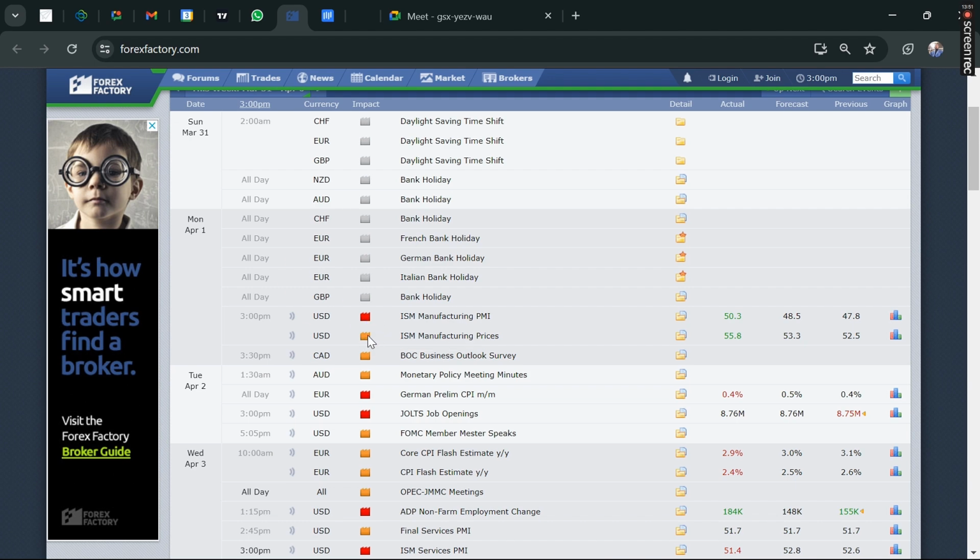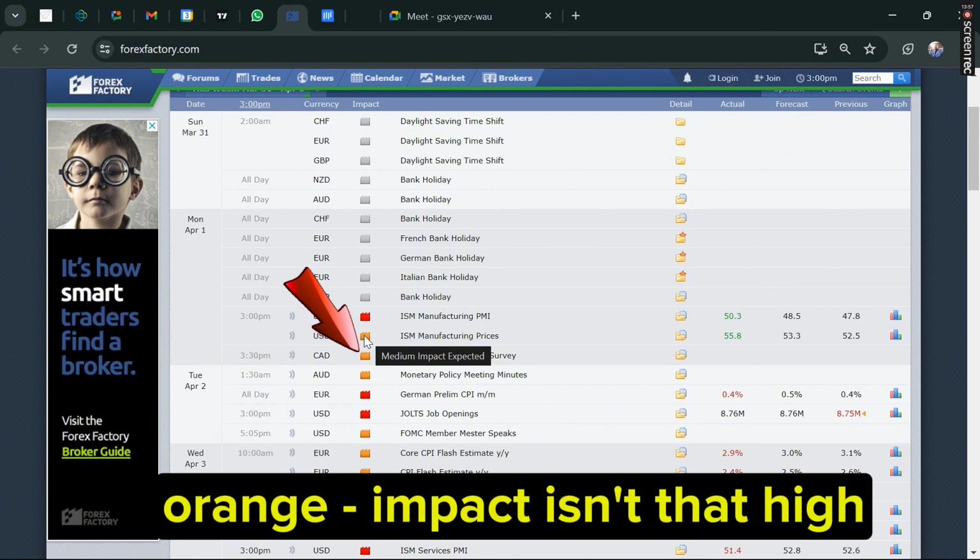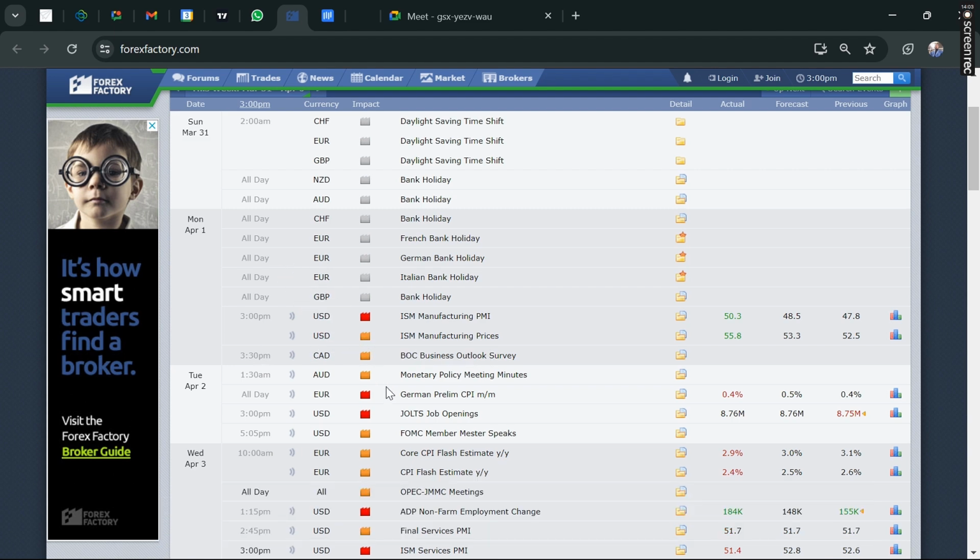All right, the ones in orange actually mean medium impact expected. That means it doesn't give that high impact on the market, but there's also an impact. So this ISM manufacturing PMI.